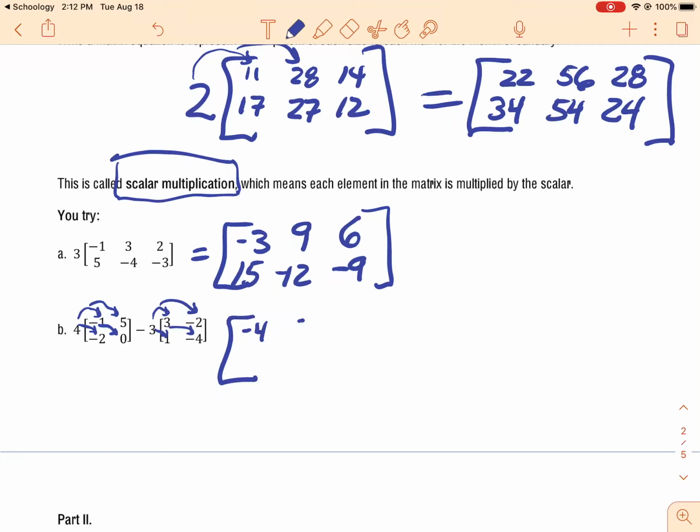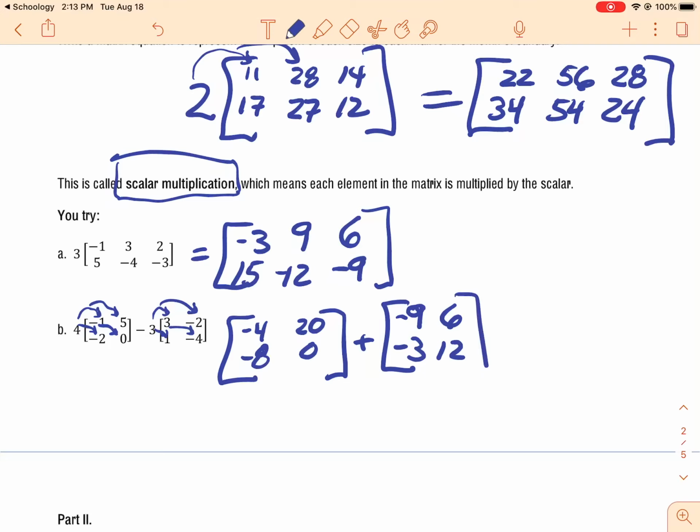So the one on the left, you initially get negative 4, 20, negative 8, and 0. And then the one on the right, you're getting a minus 9, a 6, a negative 3, and a 12. So now, because those are both the same dimensions, a 2 by 2 and a 2 by 2, add those together. Or if you didn't distribute the minus 3 and you just did a 3, you'd be subtracting your results. And you should be getting negative 13, 26, negative 11, and 12.